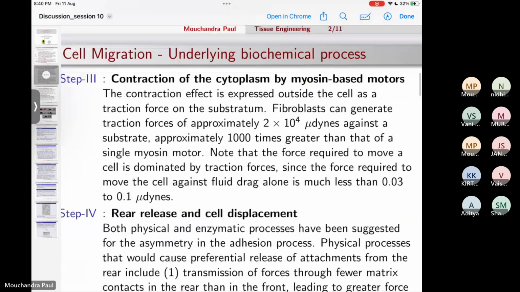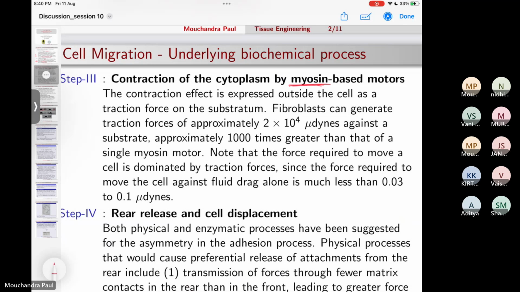3 more steps. So in step 3, what will happen? Here, contraction of cytoplasm takes place. The entire cytoplasm content of the cell contracts, and this contraction happens through the action of myosin proteins. So you must have heard these terms actin and myosin, contraction and relaxation. They help in contraction and relaxation.